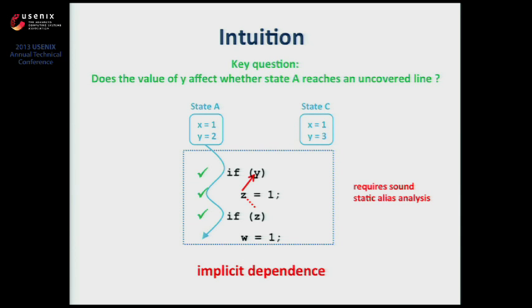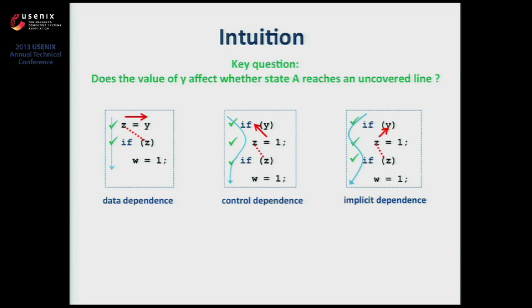You'll notice actually it's the same example as the previous slide for control dependence, but the key difference here is that A is taking a different path. It's not actually executing z equals 1. And as a result of that, as we're reasoning along the path, we have to also consider parts of the code that have not been executed on that path. And that requires some static analysis. So just to quickly summarize, there are these three kinds of dependencies between variables that we have to worry about to determine whether a variable affects whether a line is going to be covered or not.